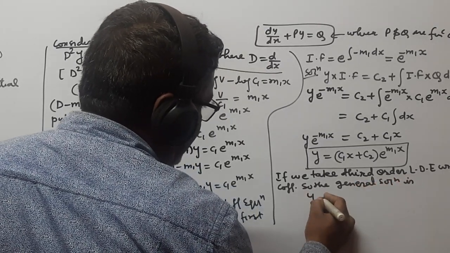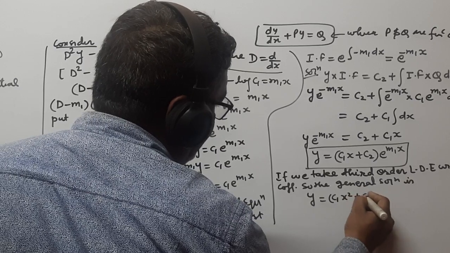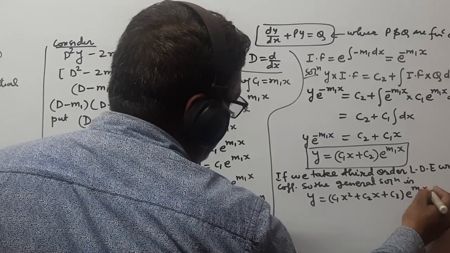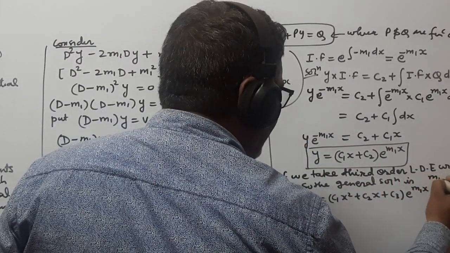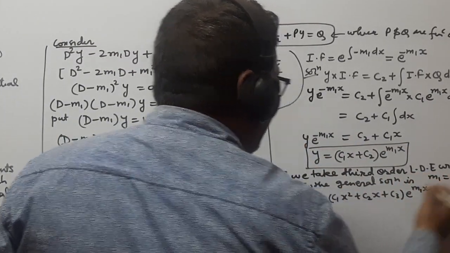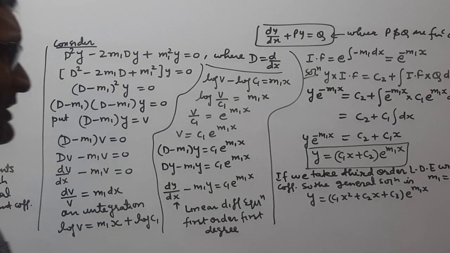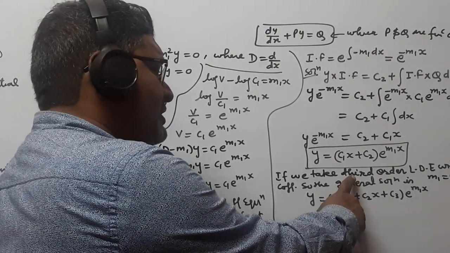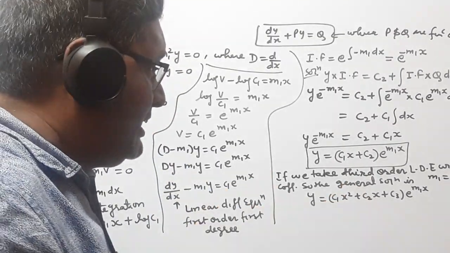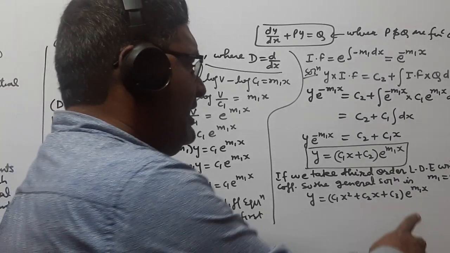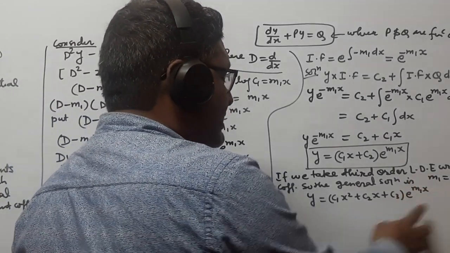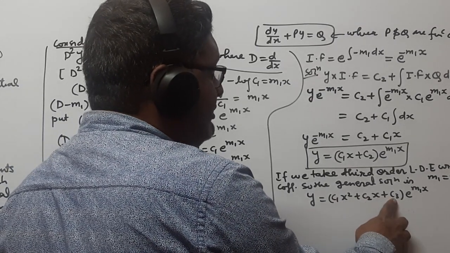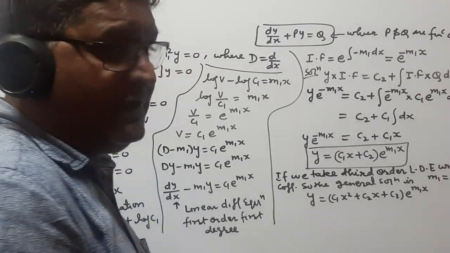is y equal to (c1 x square plus c2x plus c3) times e to the power m1x. Here if m1 is equal to m2 is equal to m3, if three roots are equal and the given differential equation is a linear differential equation with constant coefficients of third order, then the general solution can be written as y equal to (c1x square plus c2x plus c3) times e to the power m1x.